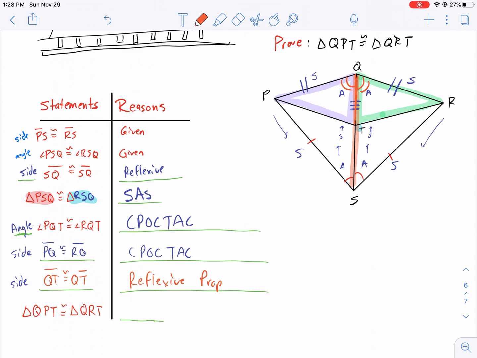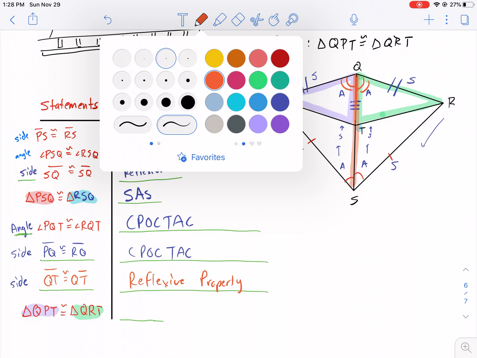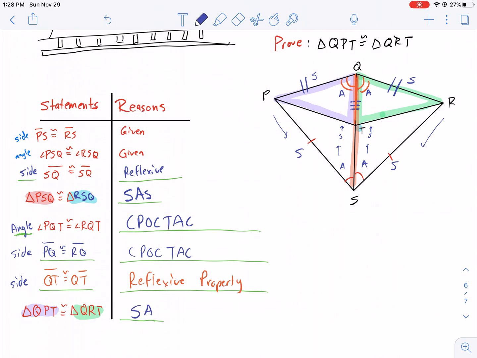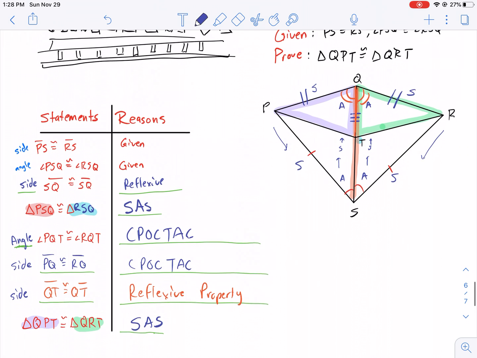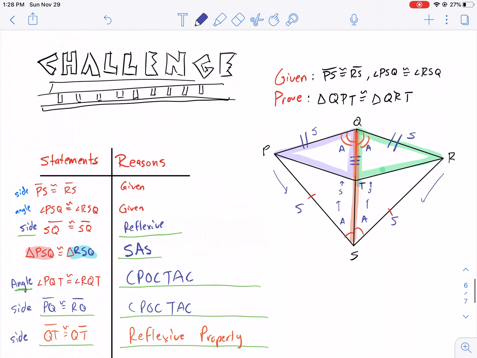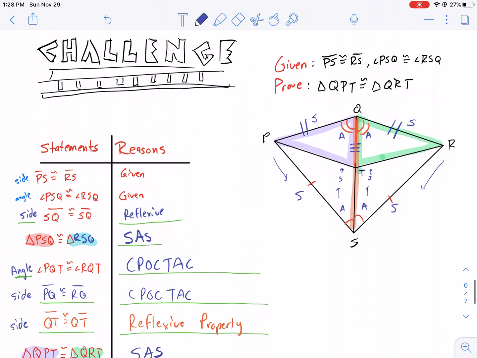Now I can prove that the purple is congruent to the green, my purple being QPT, my green being QRT, because of why? Side, angle, side. So there you have it. So this gives you some CPOC-TAC exposure. This gives you some overlapping triangles exposure. This is a pretty tough problem, but hopefully you're able to follow along.